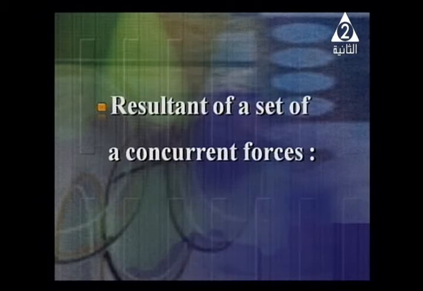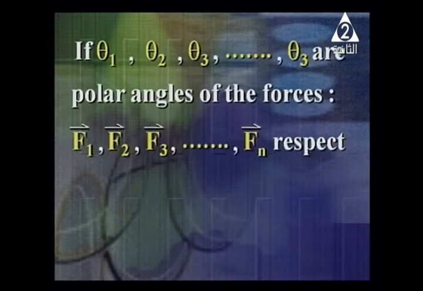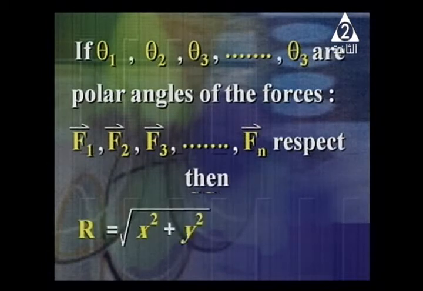Resultant of a set of concurrent forces. If we have more forces, with angles theta 1, theta 2, theta 3, up to theta n, which are the polar angles of the forces F1, F2, F3, up to Fn with respect to the axis, then what is R? R equals the resultant, square root of x squared plus y squared.